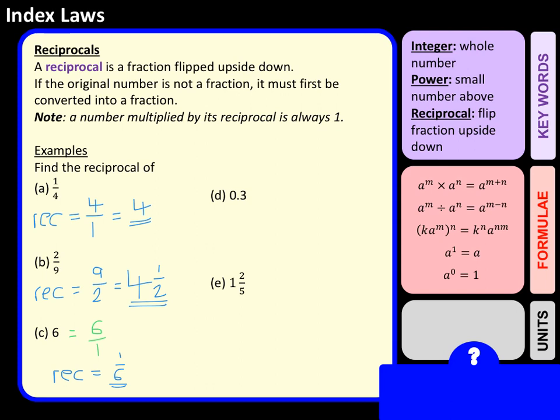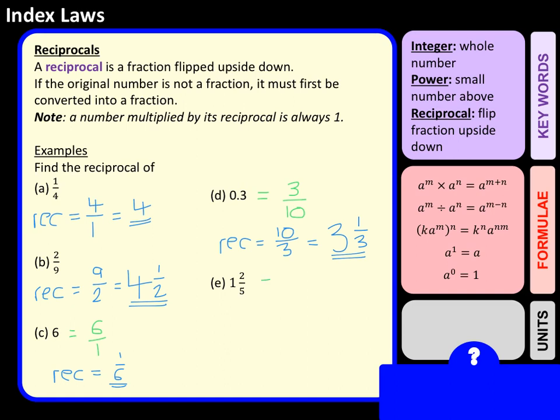Example D. This time we've got a decimal that we're dealing with. So we can see here that we've got a 3 in the tenths column. So that's the same as 3/10. Thinking back to sort of hundreds, tens, units, tenths, hundredths, etc., the names of the columns. So now we're going to do the reciprocal. We're going to flip that fraction upside down to become 10/3. And again, we notice that that is an improper fraction. So I'm going to look at the fact that 3 goes into 10 3 times with 1 left over. So 3 and 1/3.